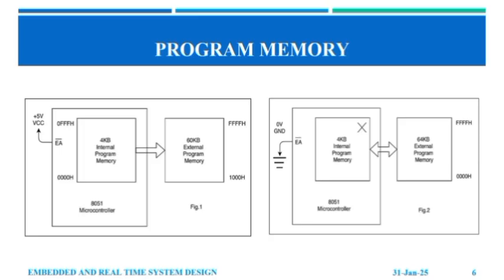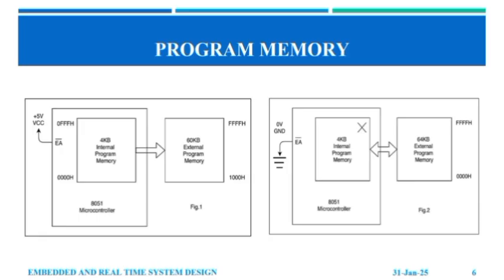So we have three cases of using the ROM or the program memory. Case one is 4 kilobytes of internal ROM only. If we are using just the 4 kilobytes of internal ROM only, it's just the way it is. Then the second case is the 4 kilobytes of internal ROM plus 60 kilobytes of an external ROM. This is illustrated in figure 1.